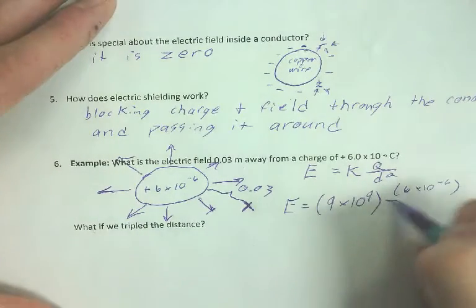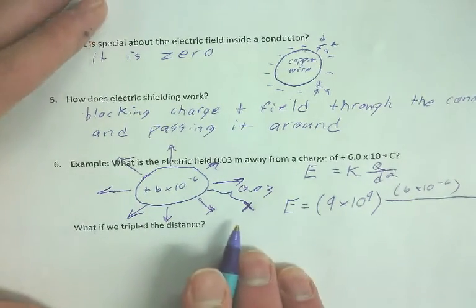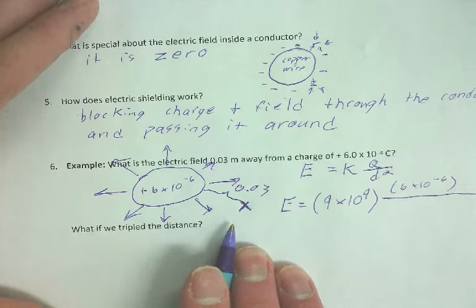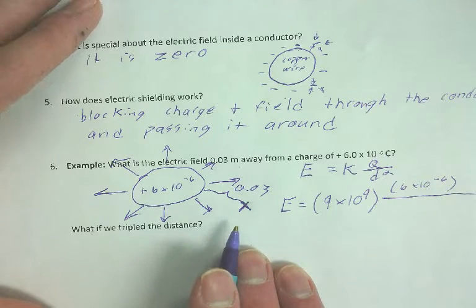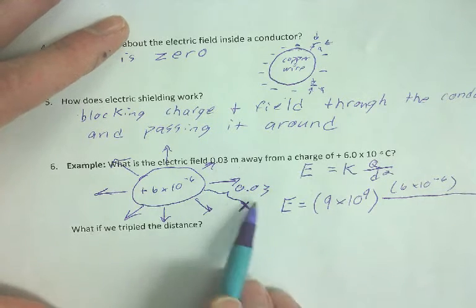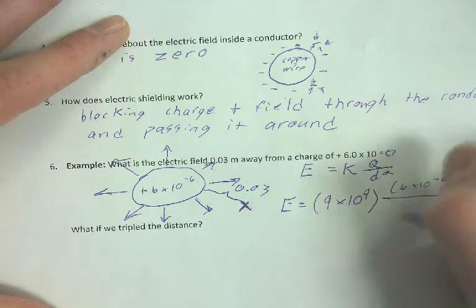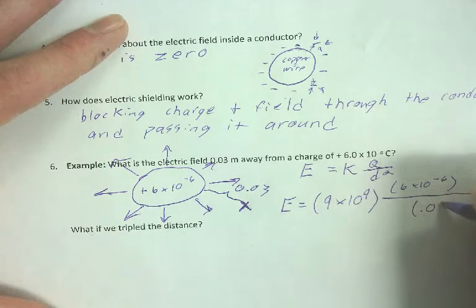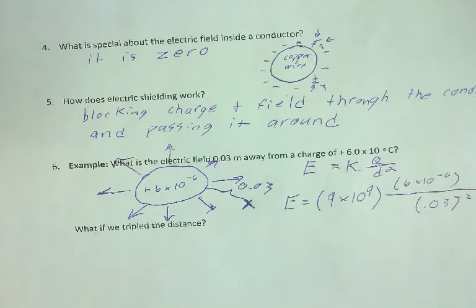And then we divide it by the distance squared. Now, instead of being the distance between two charges like it is for forces, it's the distance away from the charge where you're looking for the field. I'm looking for the field 0.03 meters away from the charge, so my distance is 0.03. So I'm just going to plug these numbers in and solve.